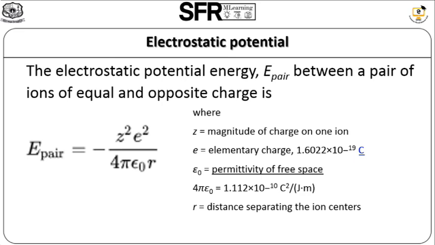Elementary charge E is equal to 1.6022 into 10 power minus 19 coulomb. Epsilon naught is the permittivity of free space. R is the distance between the cation and anion. This is the attractive force of the equation E.